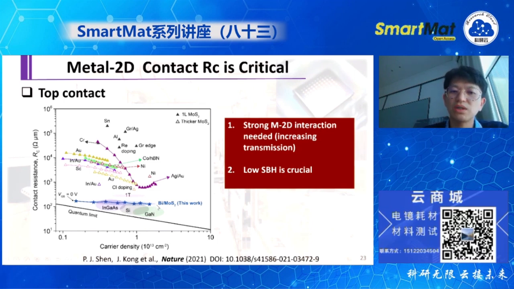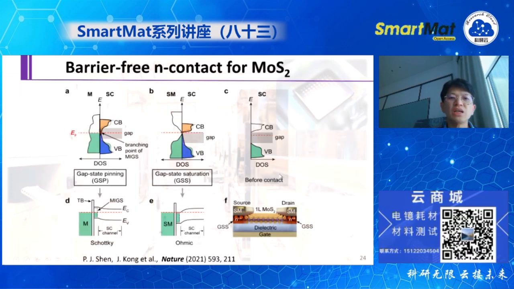because bismuth actually has a stronger interaction with MoS2. Bismuth reacts with sulfur, which provides a very strong foundation for very strong transmission. The carrier can easily move from bismuth to MoS2. And also the Schottky barrier is extremely low. If you're interested, please refer to this paper. I won't go through it in detail, but just roughly talk about what's going on.